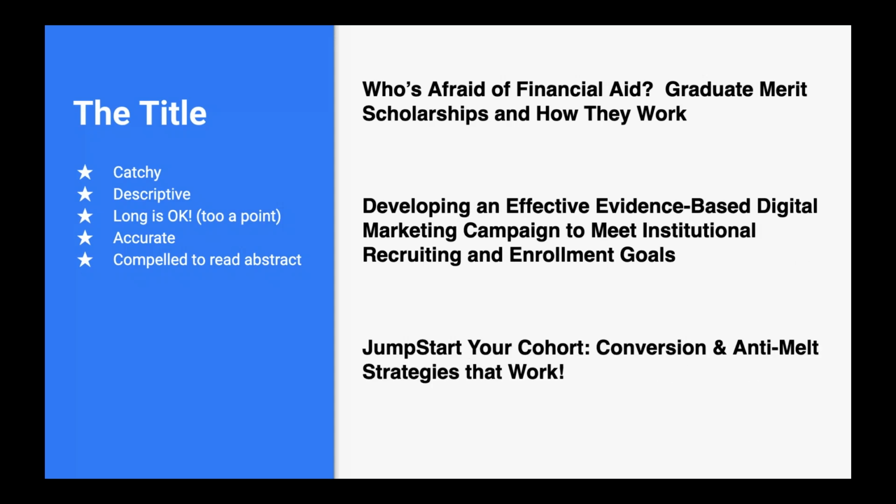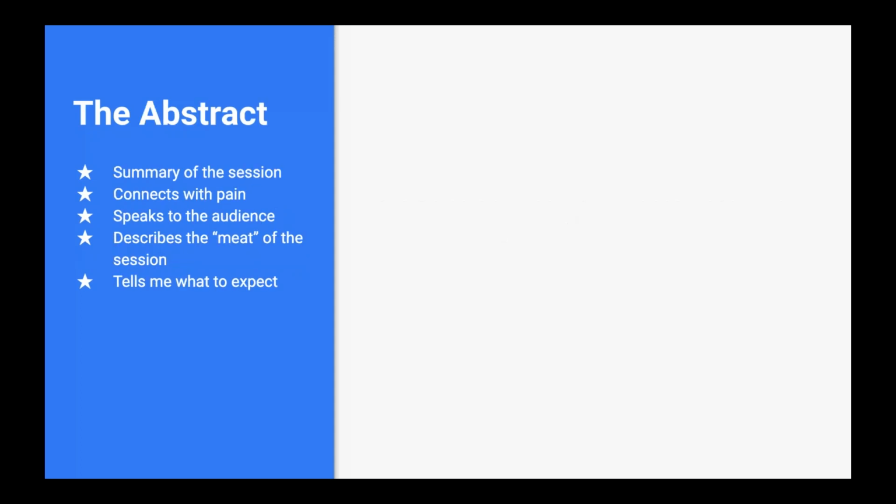Jumpstart Your Cohort: Conversion and Anti-Melt Strategies That Work. Immediately, you can see how that title is connecting right to a pain point. If I'm someone who has, man, we're really struggling with melt, I can quickly see that's something I'm going to be attracted to. This might seem obvious, but it's really important that you spend a lot of time on the title.